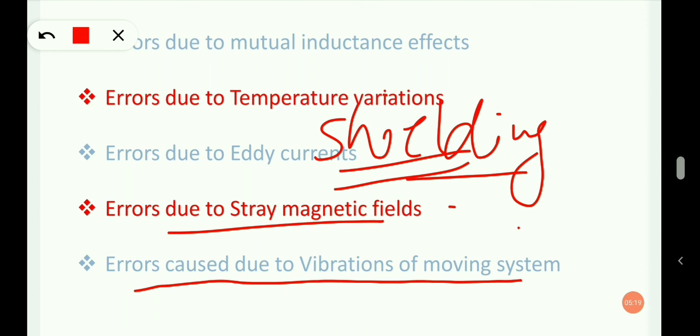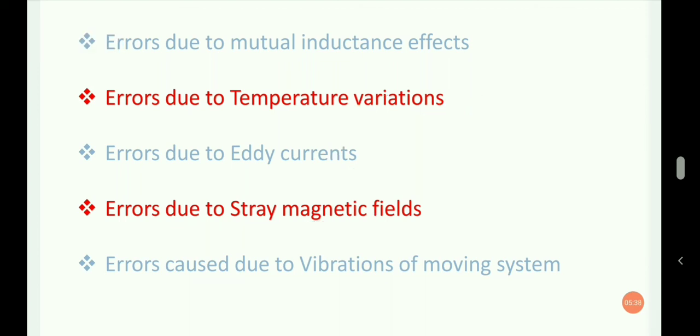So to eliminate such errors, the instruments are designed such that the natural frequency of the moving system is very much away from twice the frequency of the system on which the instrument is supposed to work. So this is all about the errors and their compensation in the electrodynamic wattmeter.